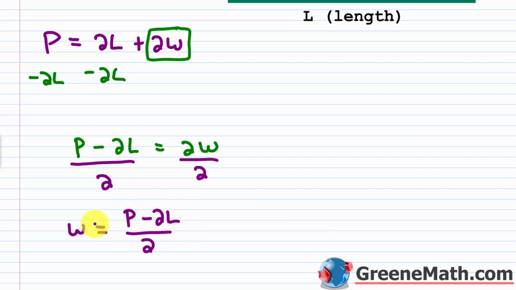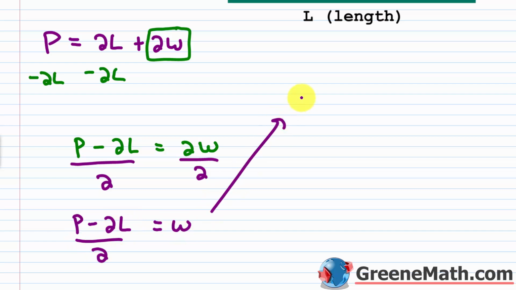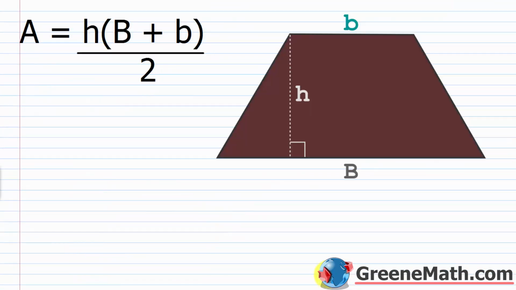And all I'm doing here is I'm just switching the variable to the left. That's perfectly legal, right? If I wrote this here as W on the right, and this is equal to P minus 2L over 2, I can switch this around and say W is equal to P minus 2L over 2. Okay, it's the same thing. I just like my variable on the left. I don't like it on the right, but you can write it either way. They're both acceptable. All right, let's take a look at another formula from geometry.